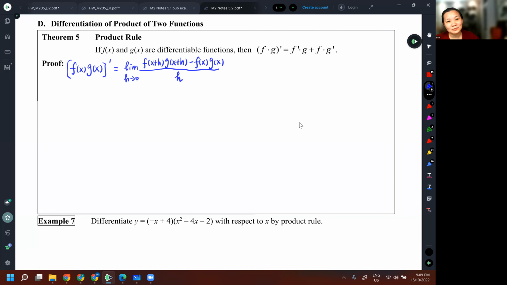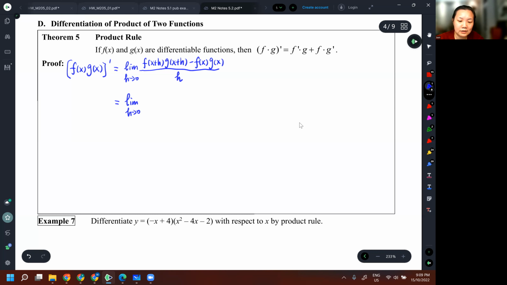How do I simplify this limit? Look, look. I will minus something, and plus the same thing, and then divided by h.